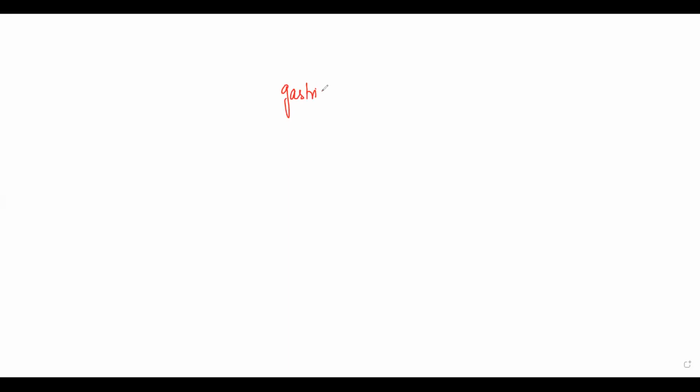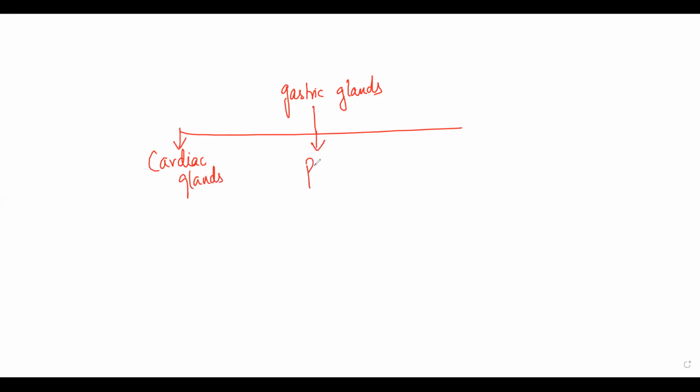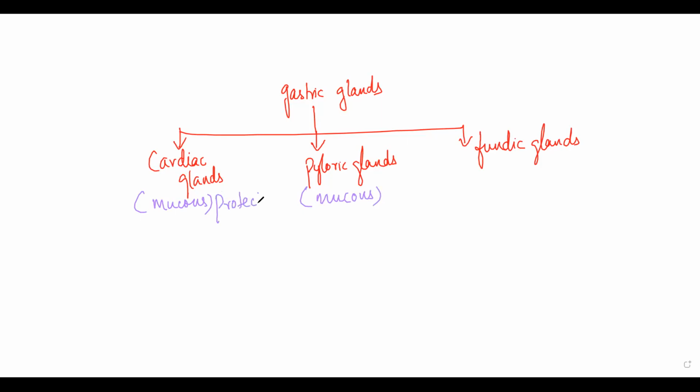What we are seeing here is all about the gastric glands. We classify the gastric glands into 3 different types: the cardiac glands, the pyloric glands, and the fundic glands. The predominant function of the cardiac glands is to secrete mucus. Pyloric glands also secrete mucus. So they both are protective in function, protecting from the hydrochloric acid.